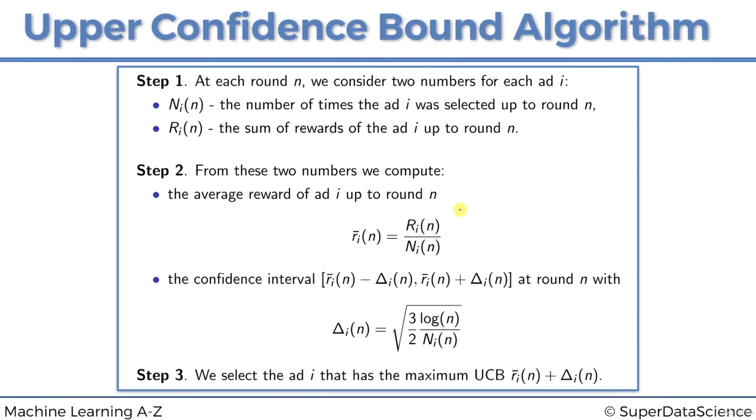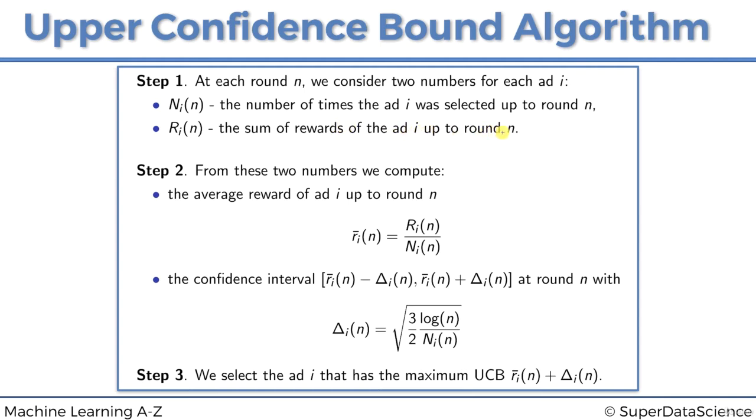The first step is that at each round, for each user, because a round corresponds to a user, we consider two numbers for each ad i, from 1 to 10. This first number, N_i(n), which is the number of times the ad i was selected up to round n, so make sure to understand the indexes here and the variables, and then R_i(n), which is the sum of rewards of the ad number i up to round n.